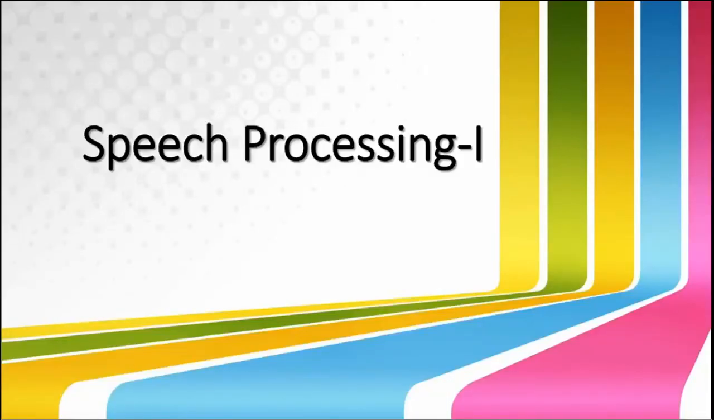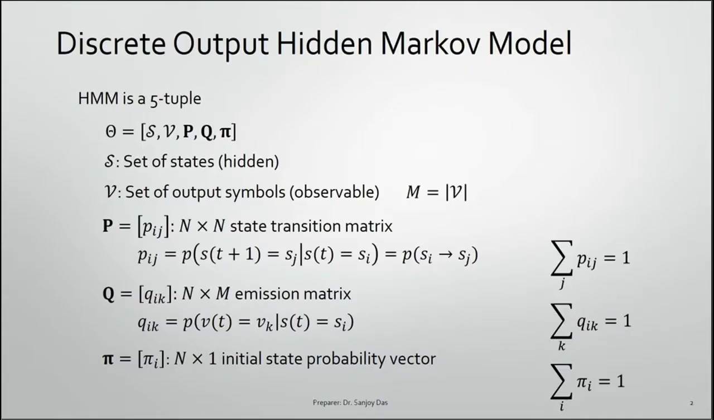We begin with speech processing, a new topic, which is one of the most important applications of hidden Markov models, except that instead of discrete outputs, the HMMs shall be continuous. So this is a discrete output HMM.